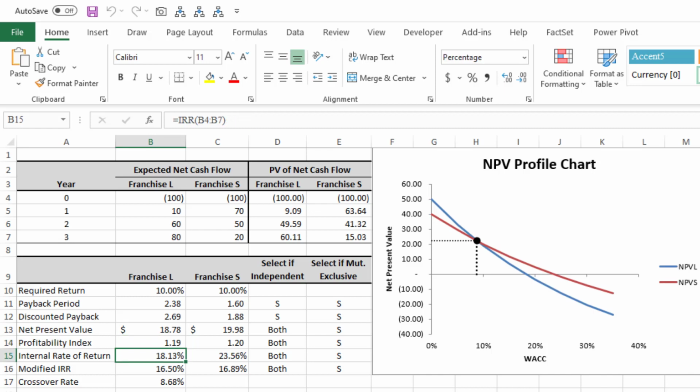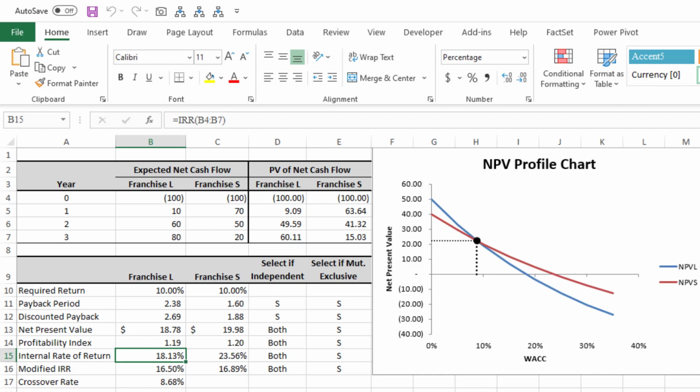The IRR, recall, is the compound average annual rate of return on the project, assuming that you reinvest the cash flows at the IRR. And you can see here we have 18.13% versus 23.56%. So according to the IRR, S is the better investment. Now note that the IRR will not change if your cost of capital changes. So unlike the NPV and the profitability index and even the modified IRR, the IRR is just a function of the cash flows. And therefore, no matter what, these IRRs are not going to change.